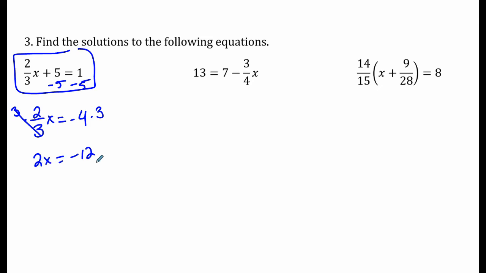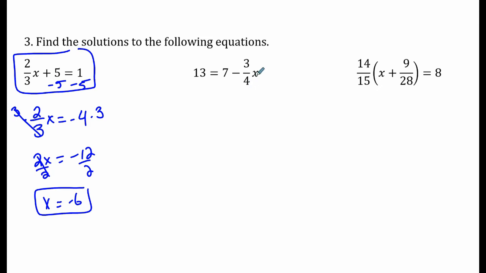2 times x, well, I don't care about 2 times x. I want to get x alone, so I'm going to divide by 2 to undo that multiplication and get x equals -6. Not bad, not bad. Try this next one on your own. Pause the video and see if you can solve this next equation on your own.